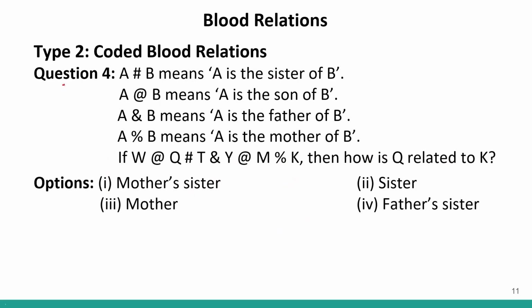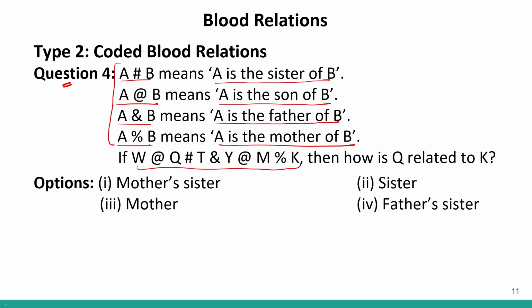Okay. Question number 4. A hashtag B means A is the sister of B. A at the rate B means A is the son of B. A and B means A is the father of B. And A percentage B means A is the mother of B. These are the codes that are given to us. So first thing we will do is identify a family chart with the help of these expressions, correct? And then we will answer the question. Okay, so let us start.